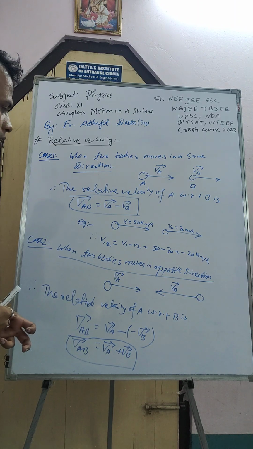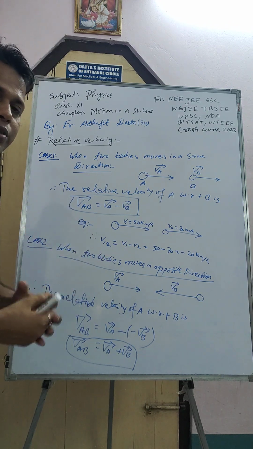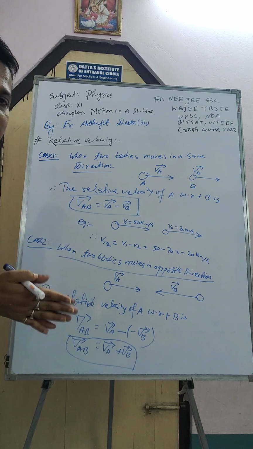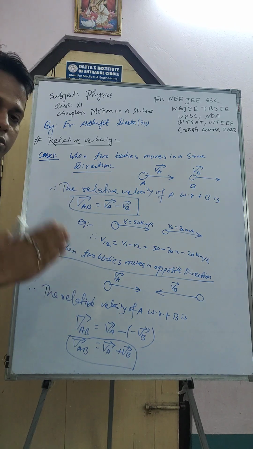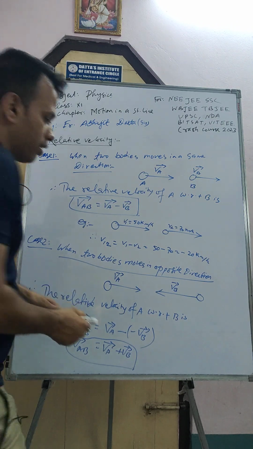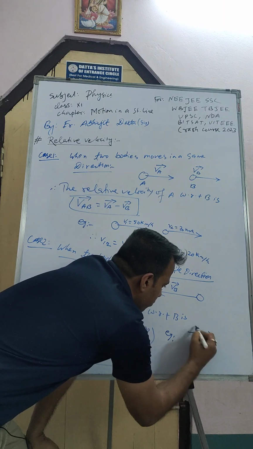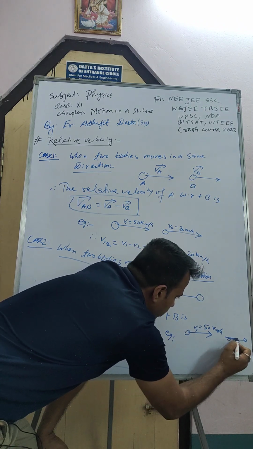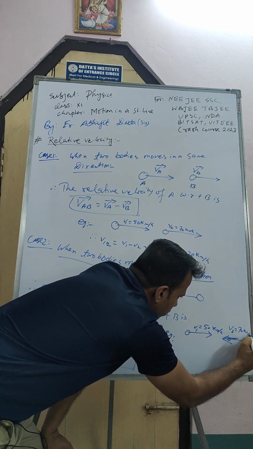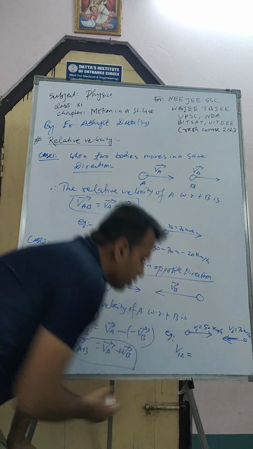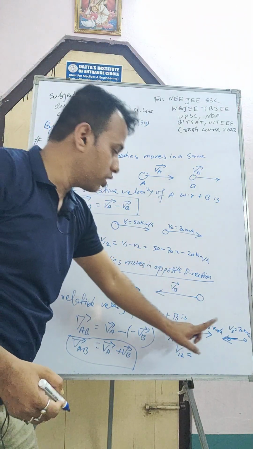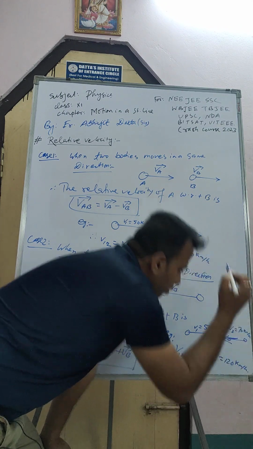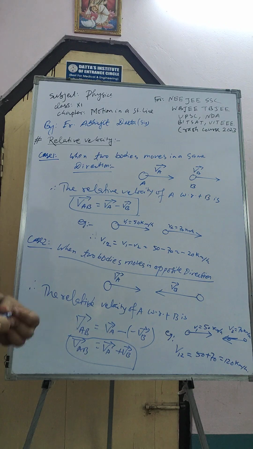So if two bodies are moving in opposite directions, then the relative velocity will be the sum of the velocities of the two bodies, and if they are moving in the same direction, then the relative velocity will be the difference between the velocities of the two bodies. For example, suppose v1 is 50 km per hour, and v2 is moving in the opposite direction at 70 km per hour. Then the relative velocity of 1 with respect to 2, that is A with respect to B, will be 50 plus 70, that is 120 km per hour. This is the second case of relative velocity.